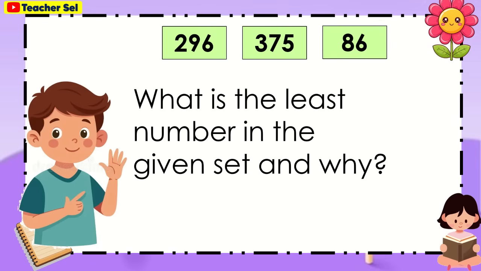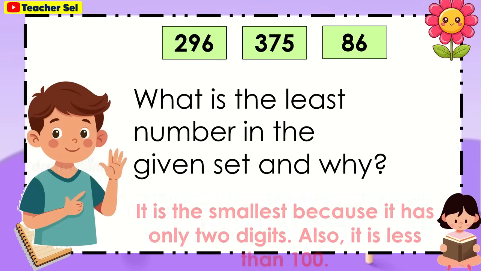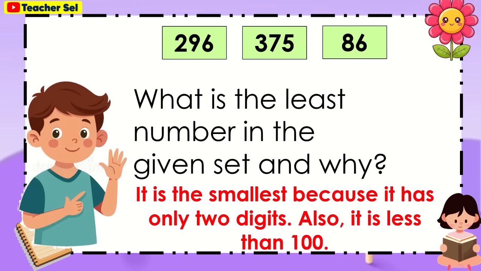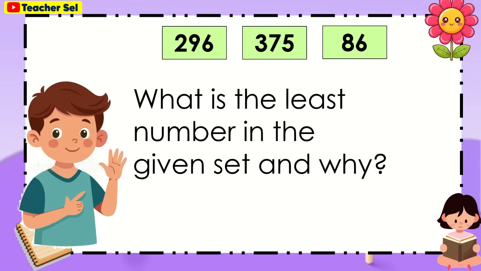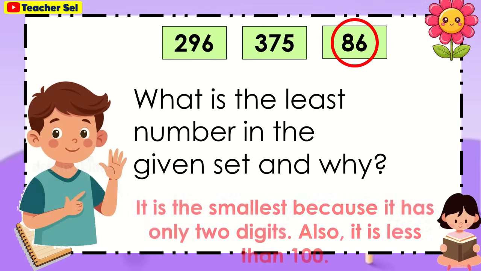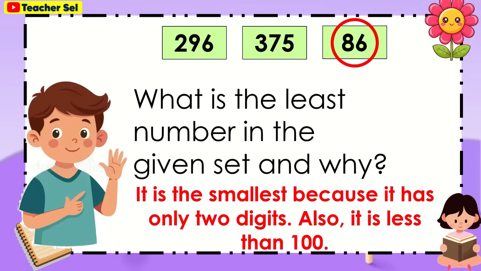296, 375, and 86. What is the least number in the given set and why? It is the smallest because it has only 2 digits. It is 86 because it is the smallest and it has only 2 digits. Also, it is less than 100.